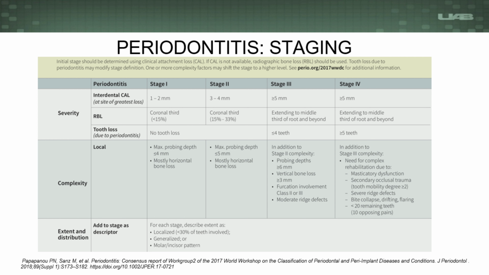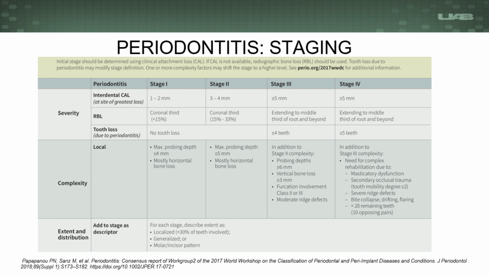And clinically, we characterize that as a patient that has about 1 to 2 millimeters of attachment loss or radiographic bone loss, RBL, that is less than 15% of the coronal third. And we don't see tooth loss in this. From a complexity perspective, we see probing depths that are equal or less than 4 millimeters, and the pattern of bone loss is horizontal. So, very incipient disease that also has complexities that are somewhat easy to manage. In this patient, we would have to manage the 4 millimeter pockets, and we often can do this non-surgically.